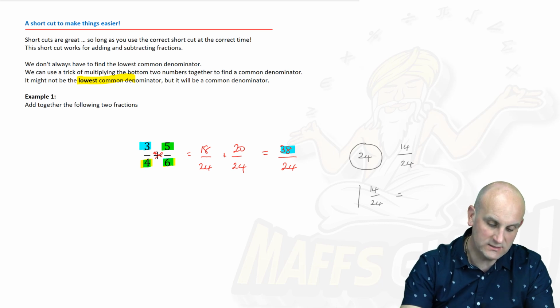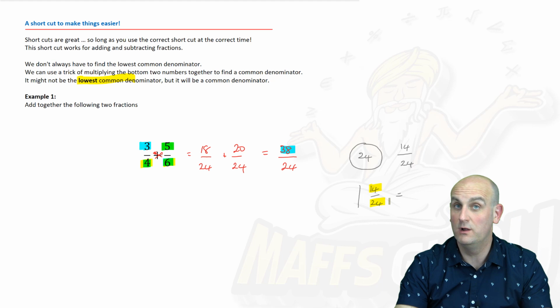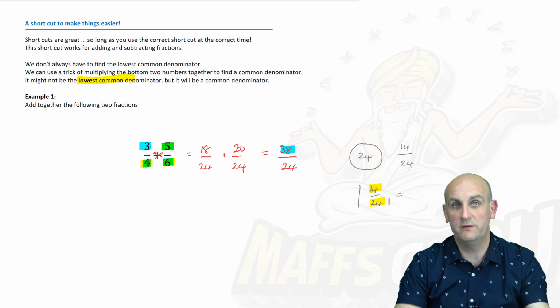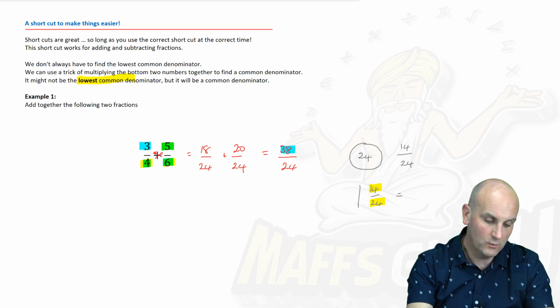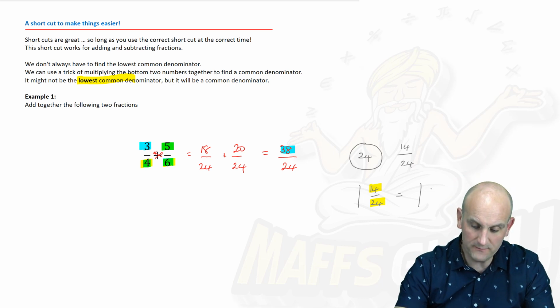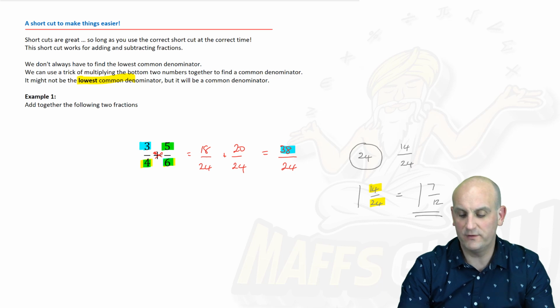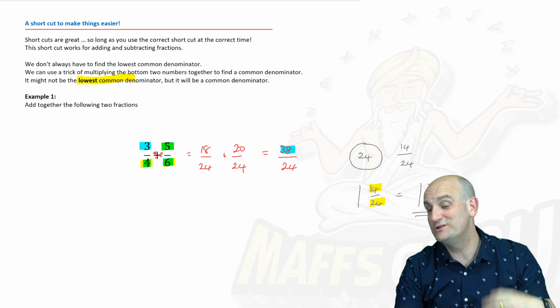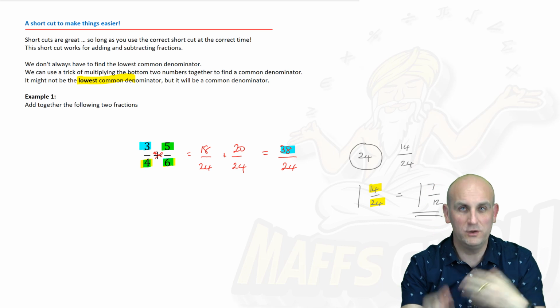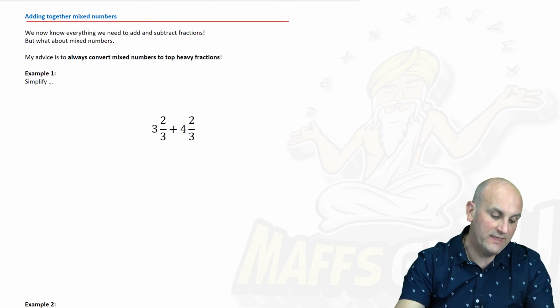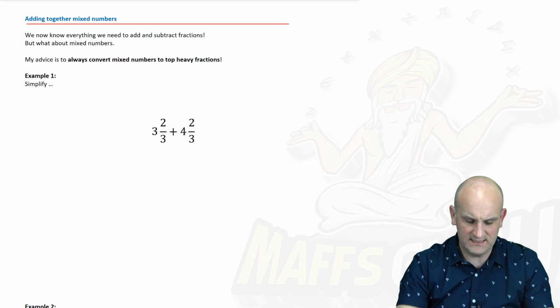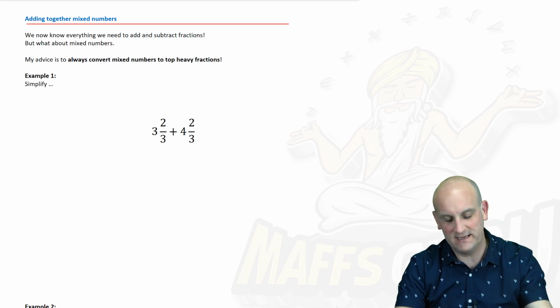But what do we notice about 14 and 24? They're both even numbers. So we can now cancel down. What goes into 14 and 24? Well, my advice is always halve them. So we get 7 on 12. And I happen to know that that can't go any lower. Now that's a shortcut. Maybe the more you practice the stuff earlier, the shortcut will actually make some sense. And then the final part of this video, ladies and gentlemen, is, yes, mixed numbers.